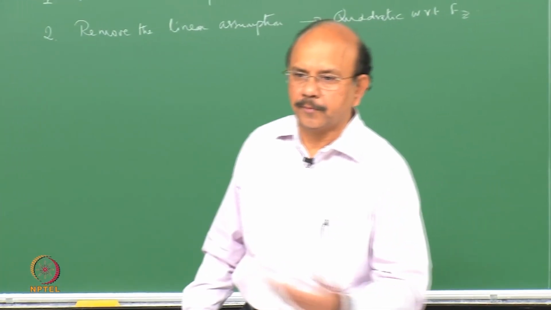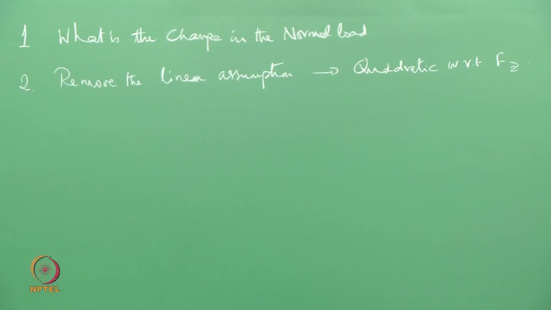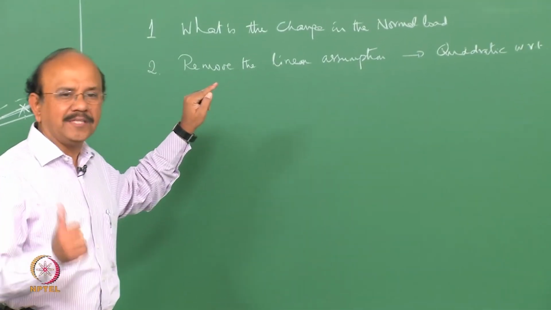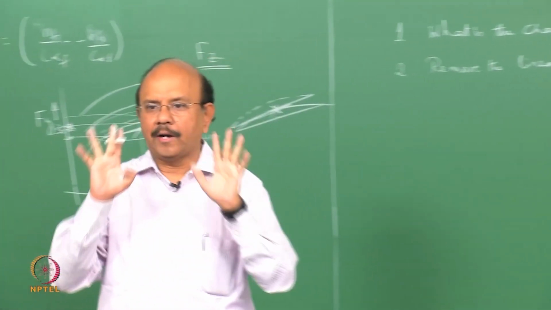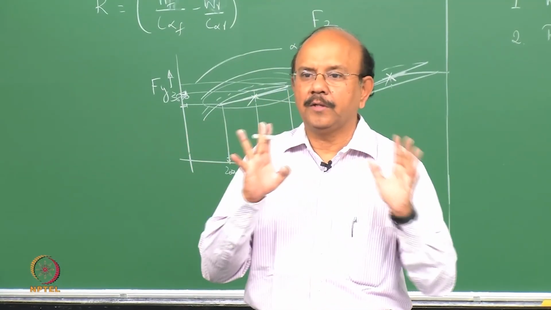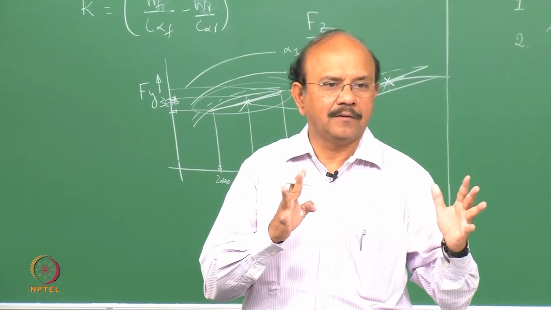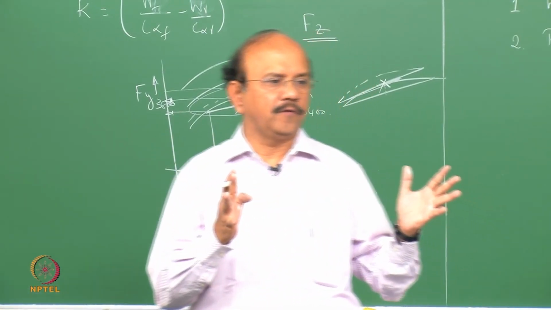Okay, quadratic with respect to Fz. Please note, when I say linear, it is a linear relationship in the sense that we had only one C alpha F. That's what I mean by a linear relationship, in the sense that there's only one C alpha F. It was independent of Fz.